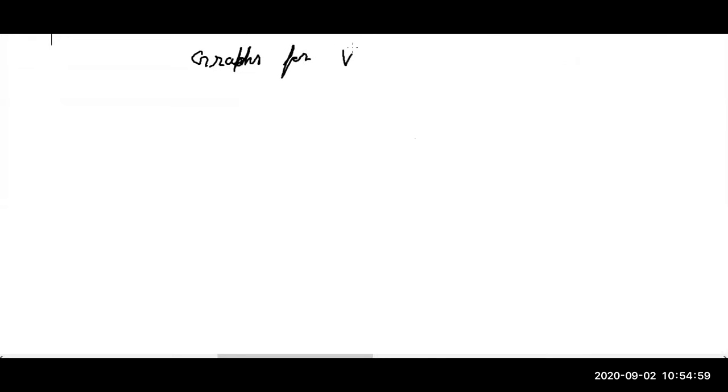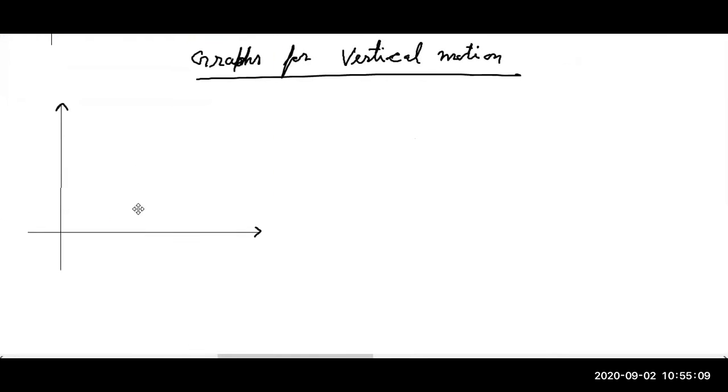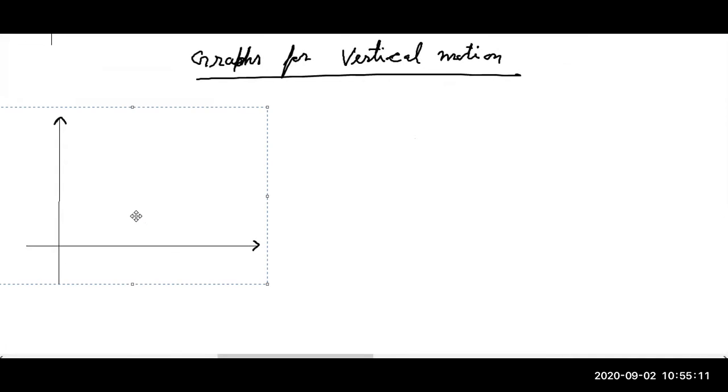For vertical motion, the first graph which we will see is the position time graph.